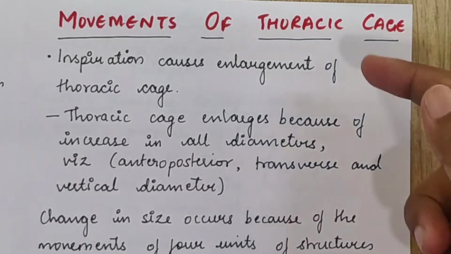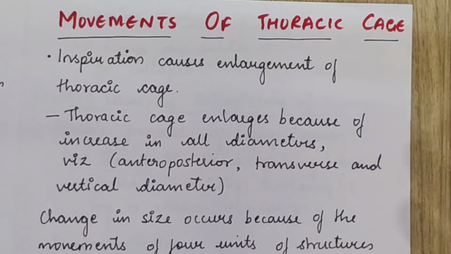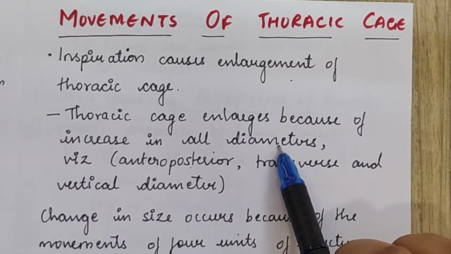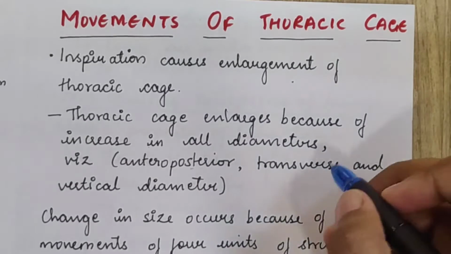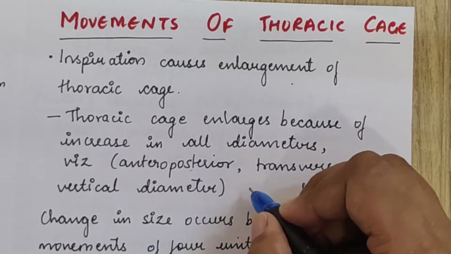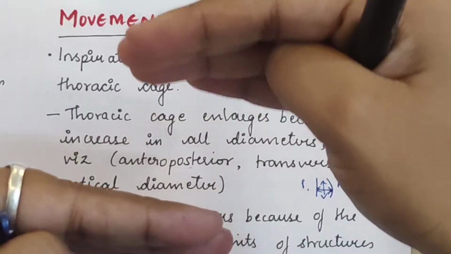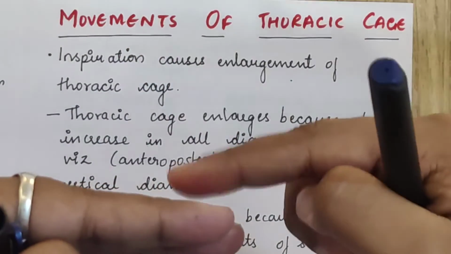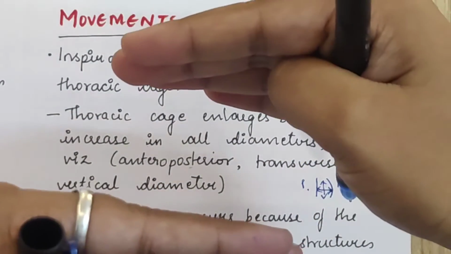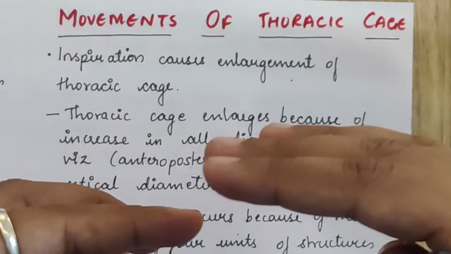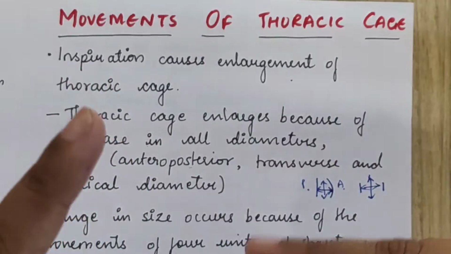Now we come to the movements of the thoracic cage. As we all know, inspiration causes enlargement of the thoracic cage. The thoracic cage enlarges because of an increase in all diameters. Now what are these diameters? Consider a rib cage, with an anterior side and a posterior side. Antero-posterior means this distance. If you are considering this length, it is transverse. Vertical is the height.